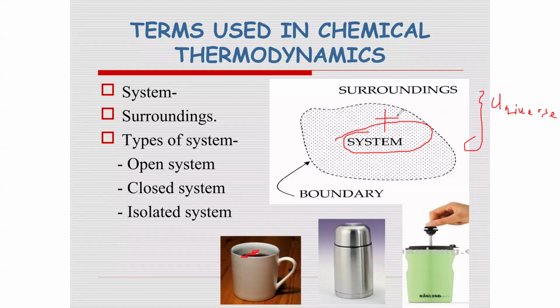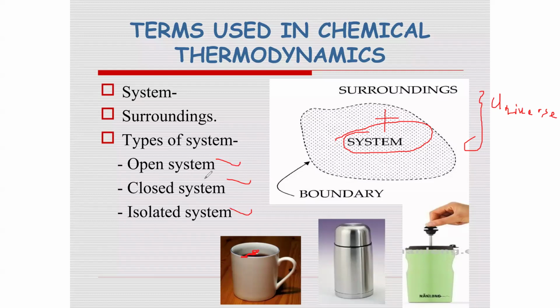Anything outside the system is considered a surrounding. So if you consider the pot in which you are cooking your food as a system, then anything outside that pot is considered a surrounding. If you have surroundings plus system, you have the universe. And then we have types of system. We have an open system, a closed system, and an isolated system.